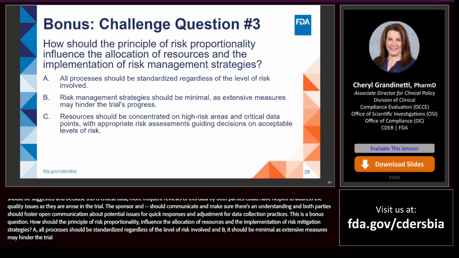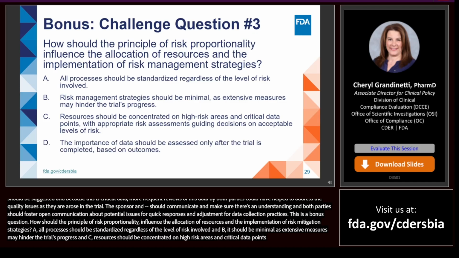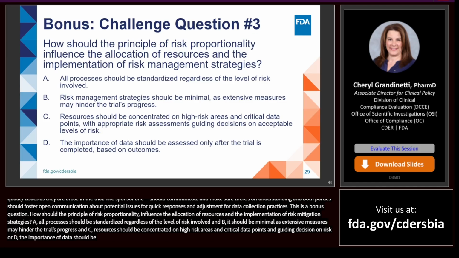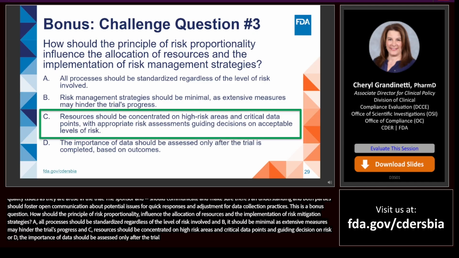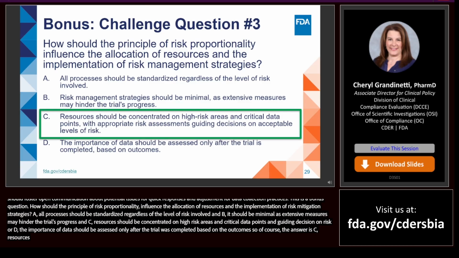C, resources should be concentrated on high-risk areas and critical data points with appropriate risk assessments guiding decisions on acceptable levels of risk. Or D, the importance of data should be assessed only after the trial is completed based on the outcomes. So of course, the answer is C. Resources should be concentrated on high-risk areas and critical data points.